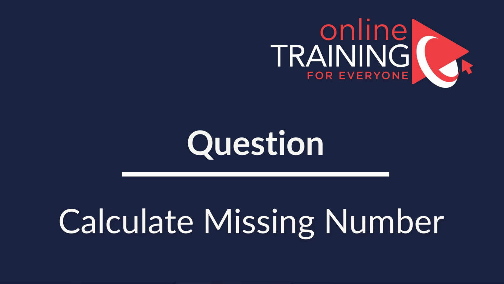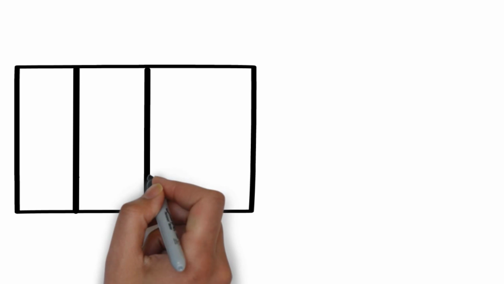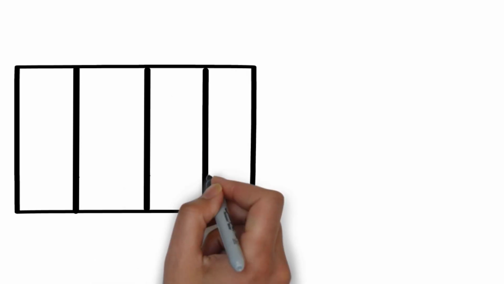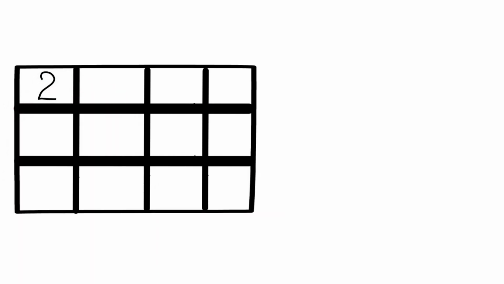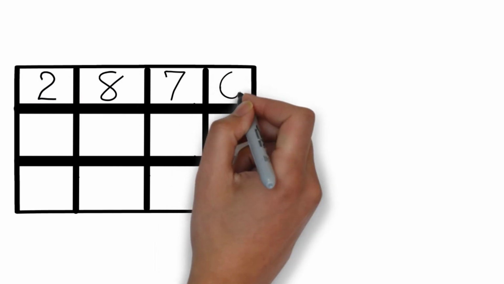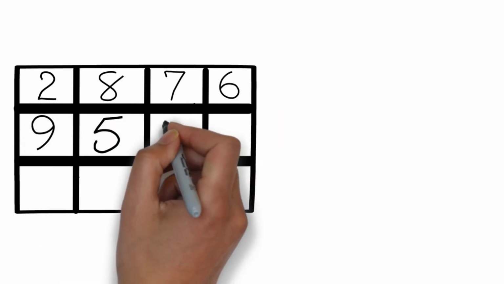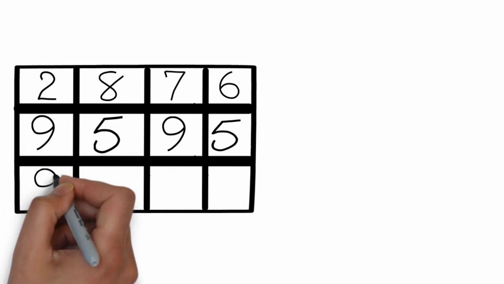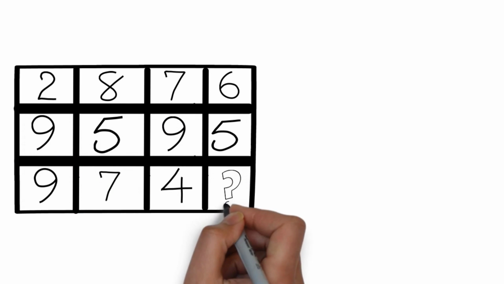Here's one of my favorite questions because it is very frequently used on the test. You're presented with a matrix, a 4x3 matrix. Each cell in the matrix has numbers. For example, the first row has numbers 2, 8, 7, and 6. The second row has numbers 9, 5, 9, 5. And the third row has numbers 9, 7, 4, and one number in the bottom right corner is missing.